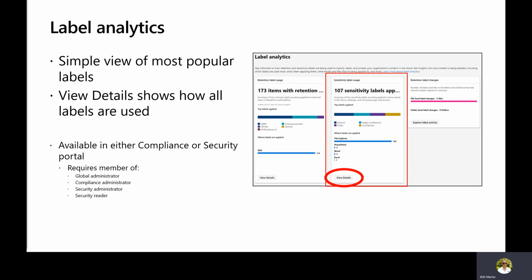Label analytics, available from the Security and Compliance Center, quickly shows how the most popular labels are being used. This is a real-time report from the system. If you hover over the items in the bar graph, you'll see how many items account for that label. When you view the details, it will show how all labels in the environment have been applied. This is available in both the compliance and security centers and requires membership in the listed role groups.